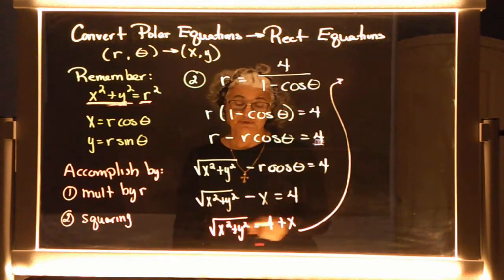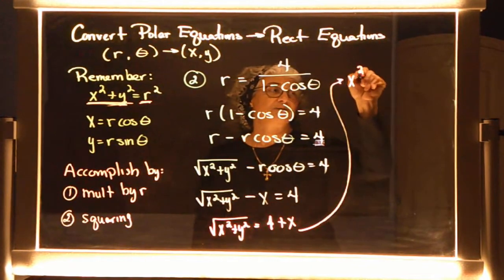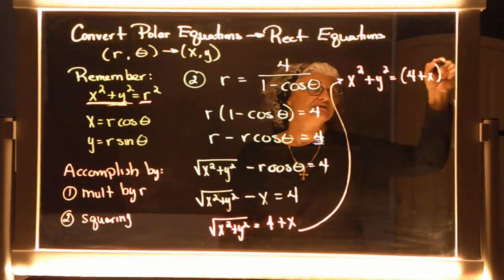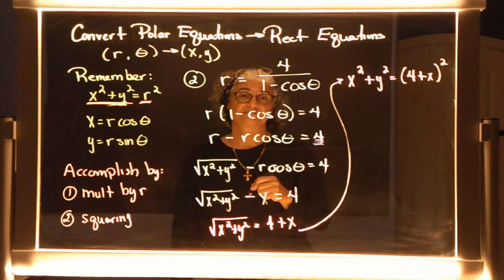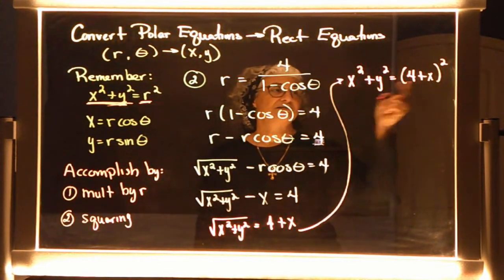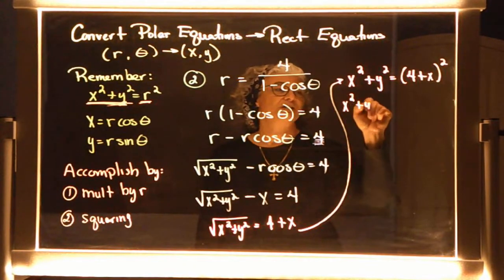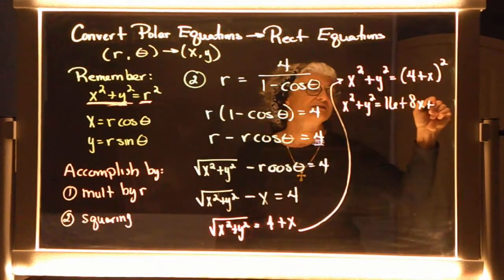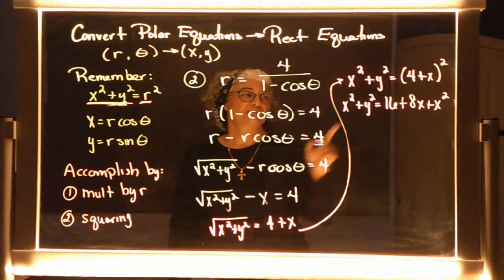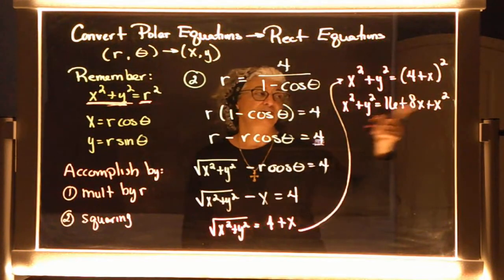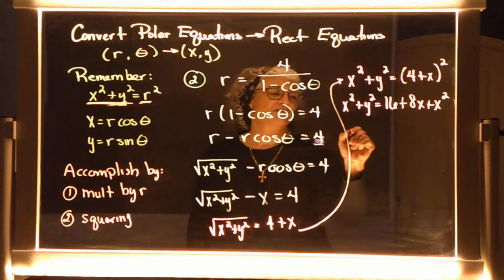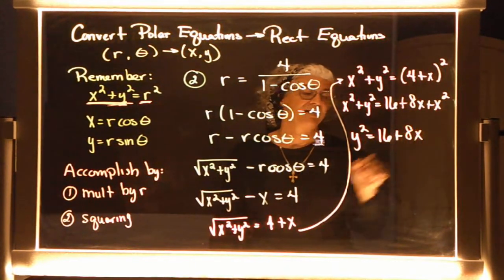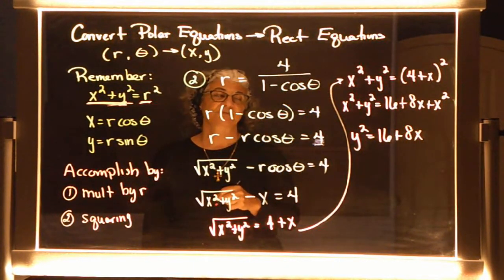If I square both sides, wouldn't I get x squared plus y squared equals 4 plus x squared? And then this can be distributed, right? Which would give you what? 16 plus 8x plus x squared? Do you notice the x squareds drop out if you subtract them from both sides? Which means you have y squared equals 16 plus 8x.